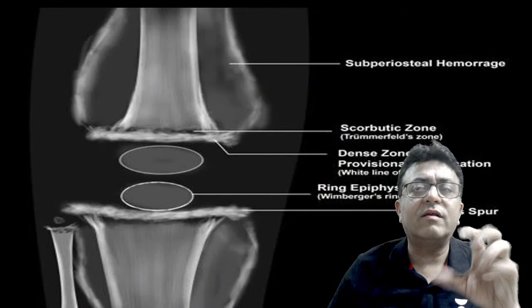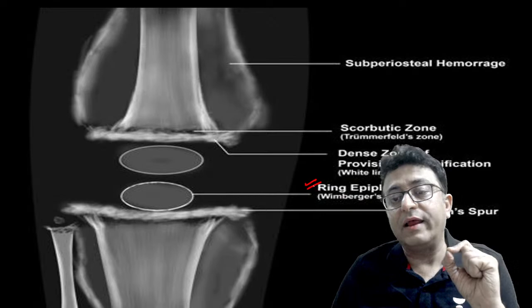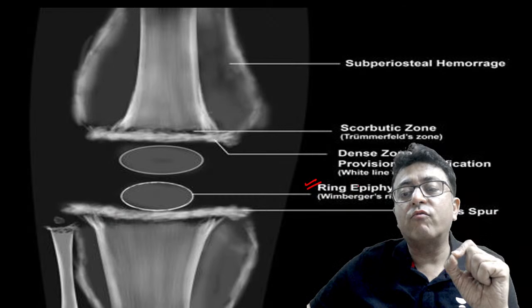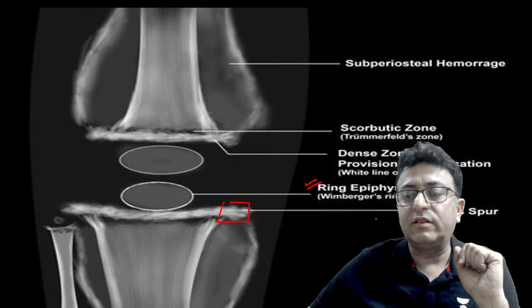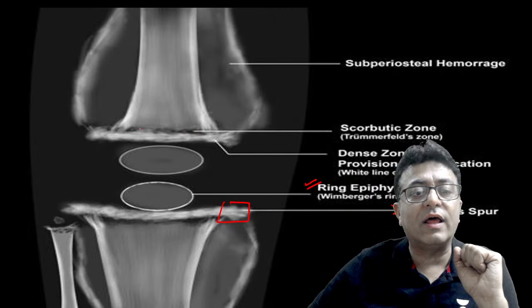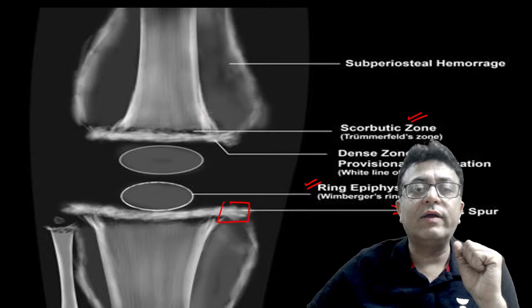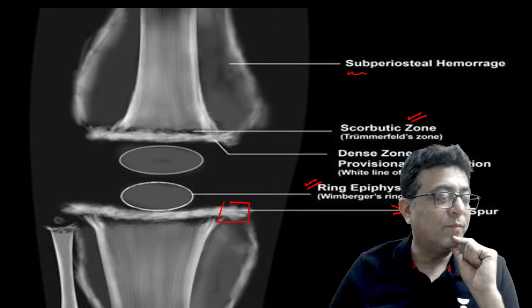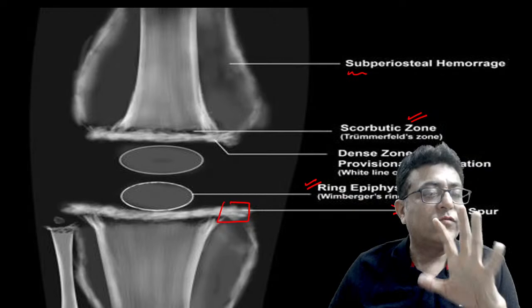Yes, this is the schematic diagram. See, ring sign, Wimberger ring. This white line of Frenkel extends beyond the shaft. This is Pelkan spur. You can see a line adjacent to the line of Frenkel. This is the black line, the line of scurvy. And you can witness subperiosteal bleed, subperiosteal hemorrhage. So this is the classical X-ray of scurvy.